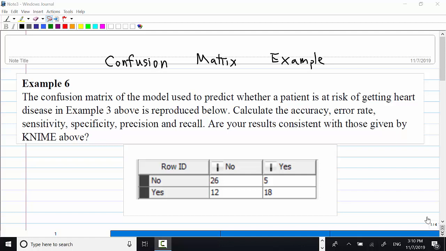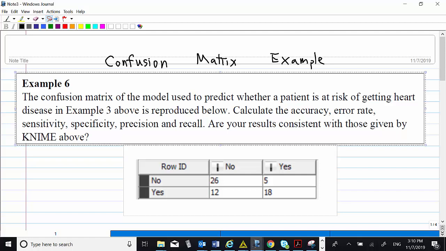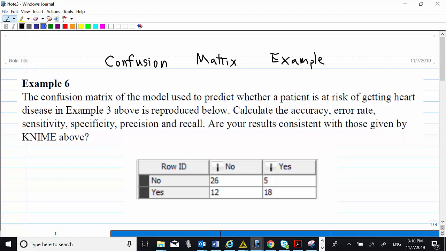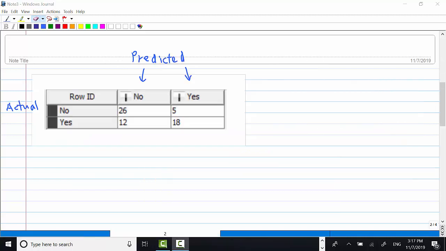So here is the confusion metric. What does this confusion metric mean? Over here, the column represents the predicted by the machine, whereas the row are the actual. That means that actually the file has all this record and the machine actually keeps those records for evaluation. Now I reproduce the confusion metric here.